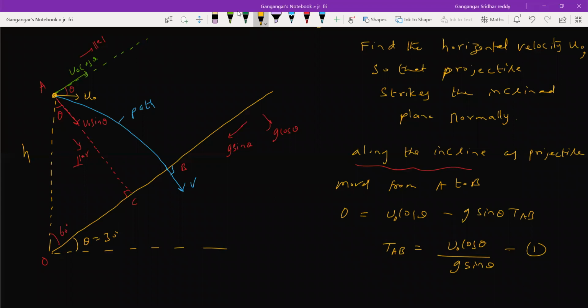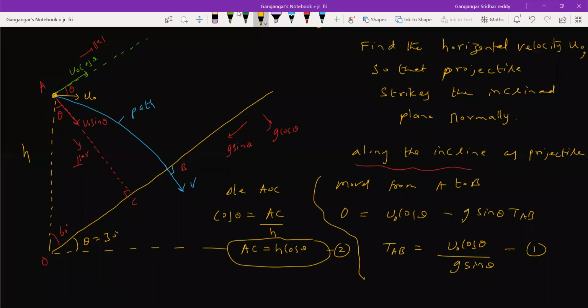So now let's define AC here. Let's look at this triangle. So what is cos theta? You can write it as AC by H from the triangle AOC. Cos theta equals adjacent by hypotenuse. So AC is equal to what? It will be H cos theta. Keep this as equation 2 in hand.